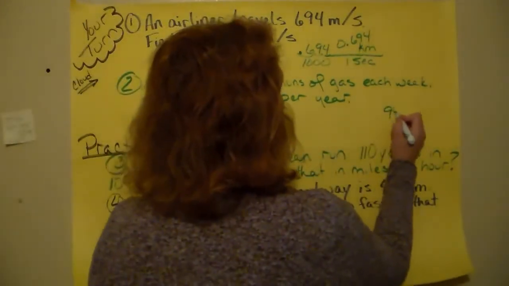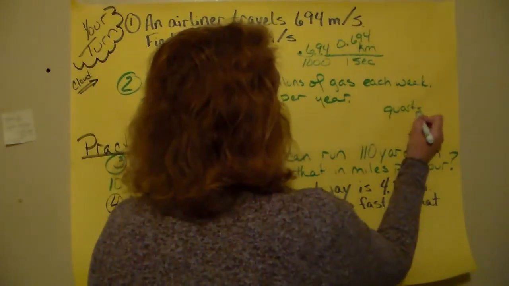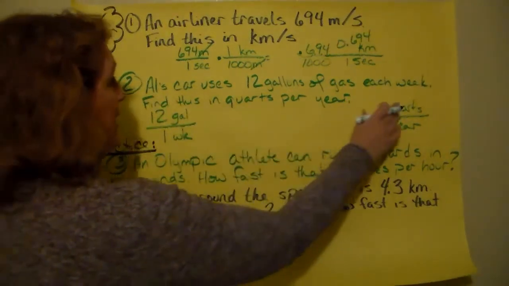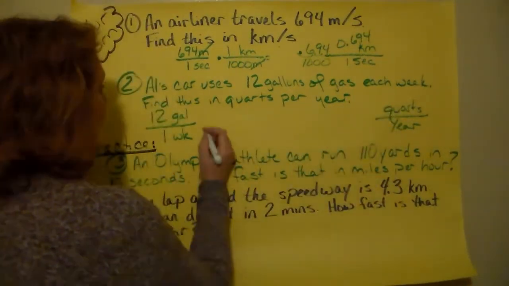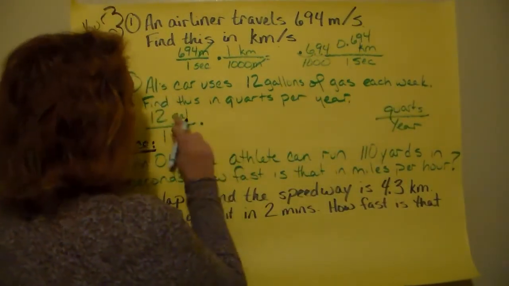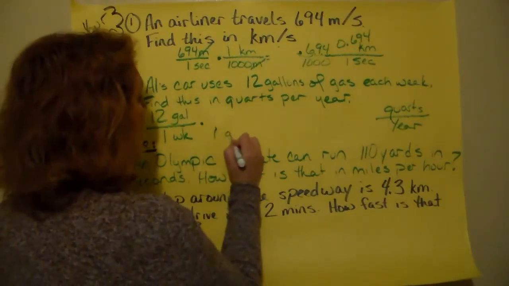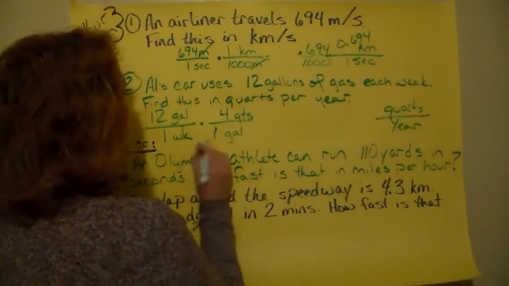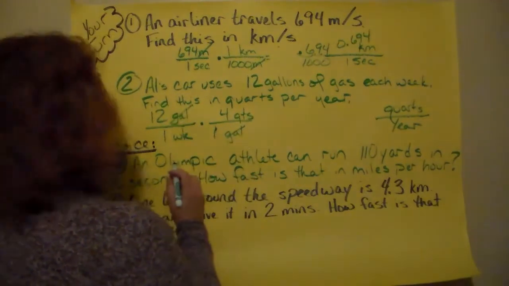All right. Al's car uses 12 gallons of gas in 1 week. I want quarts per year. All right, I got to get from gallons to quarts. There are 4 quarts in a gallon. And I need gallons on the bottom. 1 gallon, 4 quarts. Now my gallons cross cancel.